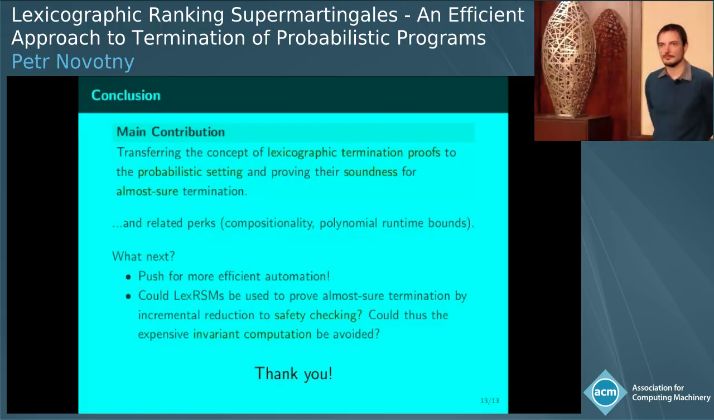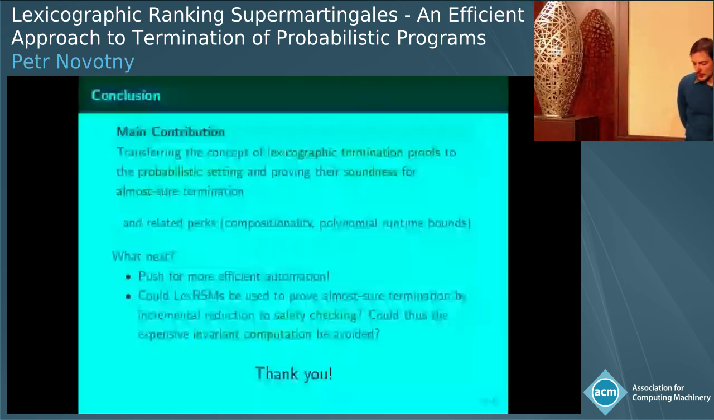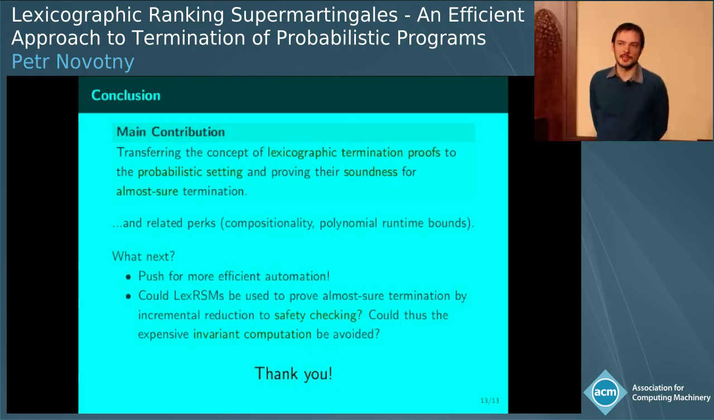Hi. Have you looked at synthesizing polynomial lexicographic supermartingales? Not yet. Some of my colleagues and previous collaborators looked into polynomial ranking supermartingales, but only one-dimensional ones. That was, I think, last year or 2 years ago. But I personally am not much aware of this.